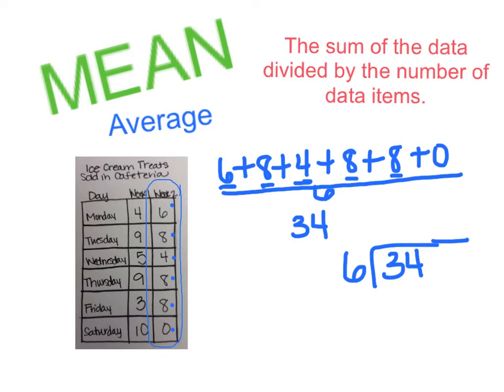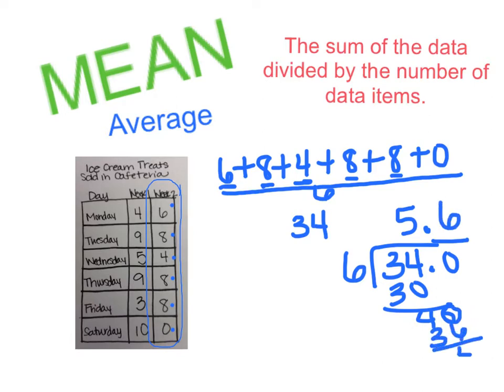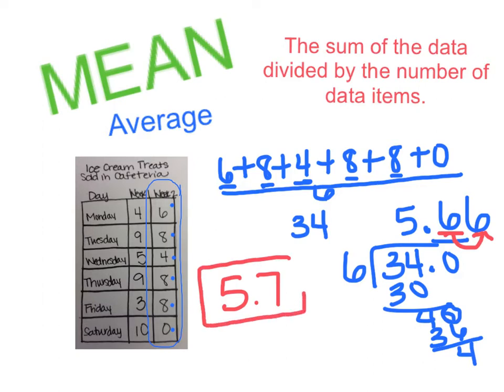So 34 divided by 6. 6 goes into 34 5 times. You subtract, do that math, add your decimal, drop your 0. 6 goes into 40 6 times, that's 36, and you can see we're going to get a repeating number. And you can probably, for right now, just round all of these to the nearest tenth. So I'm going to round one place after the decimal, and my 6 tells my first 6 to go to a 7. So my average is 5.7. So the average number of ice cream treats that the cafeteria sold every day would be 5.7.